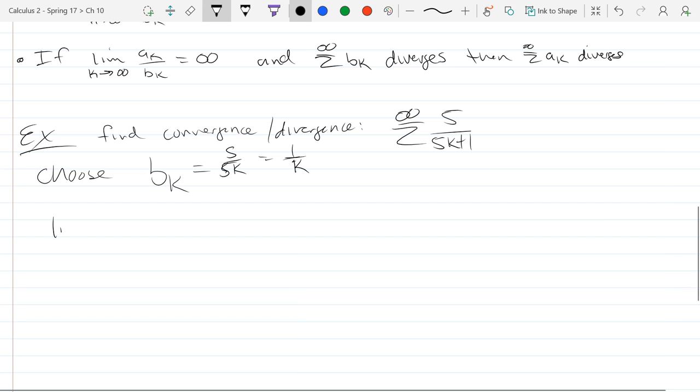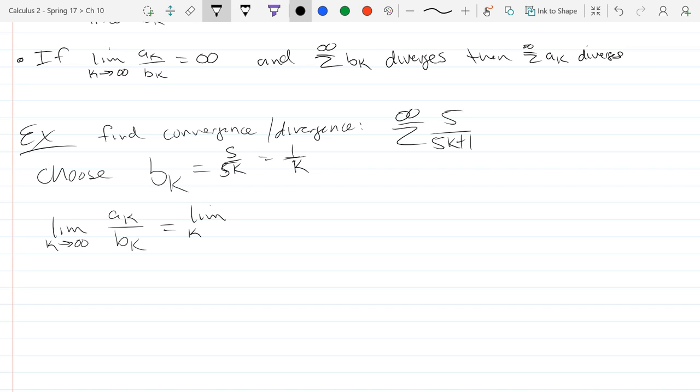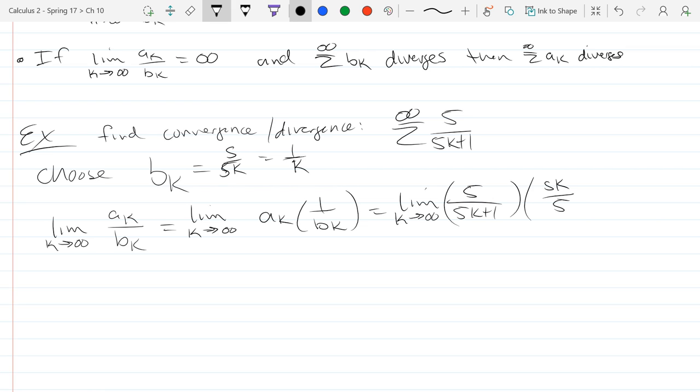So now we're going to look at the limit of a_k over b_k. A lot of times, you're going to have fractions of fractions, so you may want to just go ahead and write it as a product of reciprocals. So I know I'm about to have fractions of fractions, so let's go ahead and do this. Our a_k is 5 over 5k plus 1, times the reciprocal of b_k, which is 5k over 5. So right away, the 5 and 5 cancel.